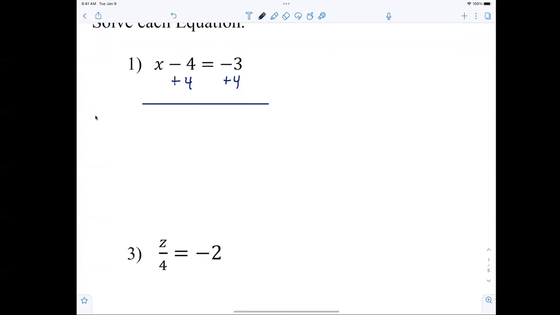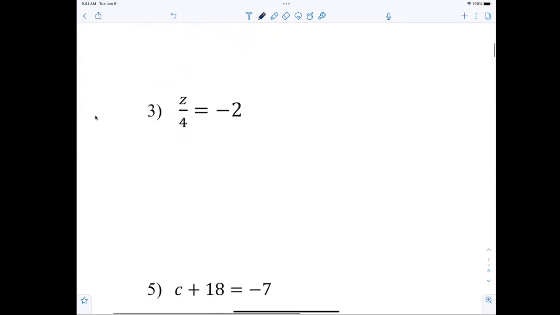Now, what happens to the -4 and the +4 on the left side? They cancel because -4 plus 4 is 0. So then -3 plus 4 is what? 1. Right? X equals 1. So there we have it. Now, as we go down the page, I'm going to ask you simple questions. And you'll be able to see how simple all of these problems actually are.